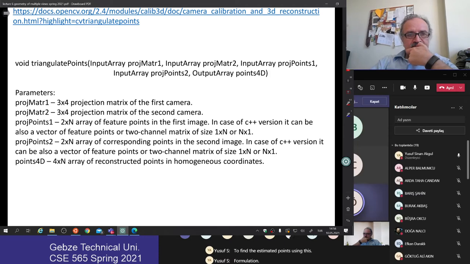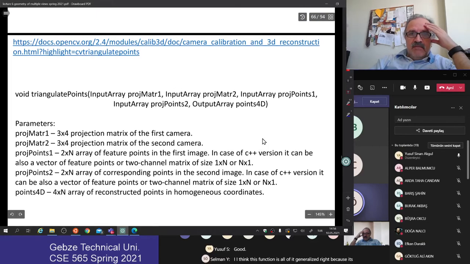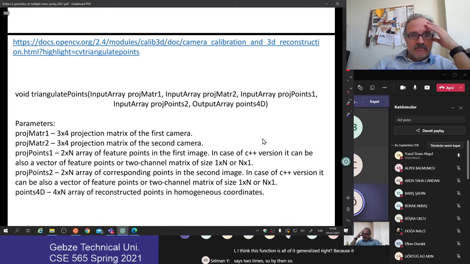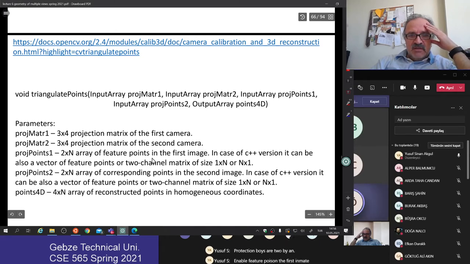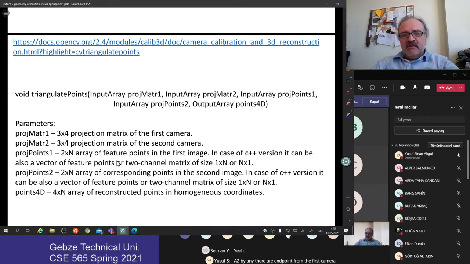Good. I think this function is already generalized, right? Because it says two times two by n. Projection points are 2 by n, array of feature points in the first image. Well, I mean, you have two cameras. 2 by n is there are n points from the first camera and n points in the second camera.